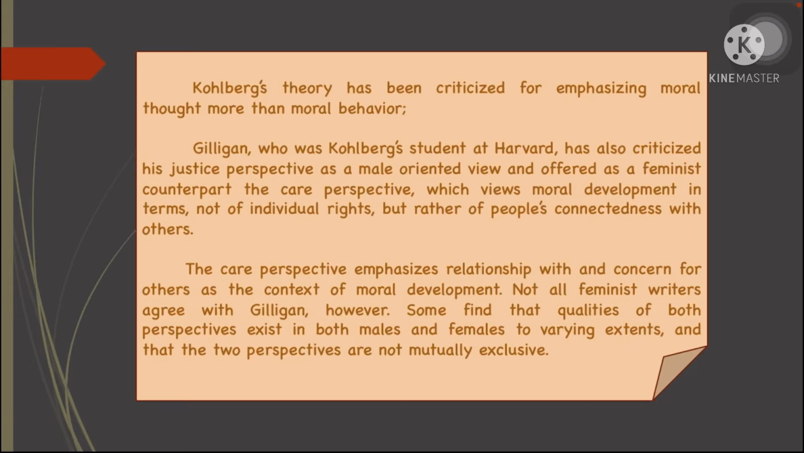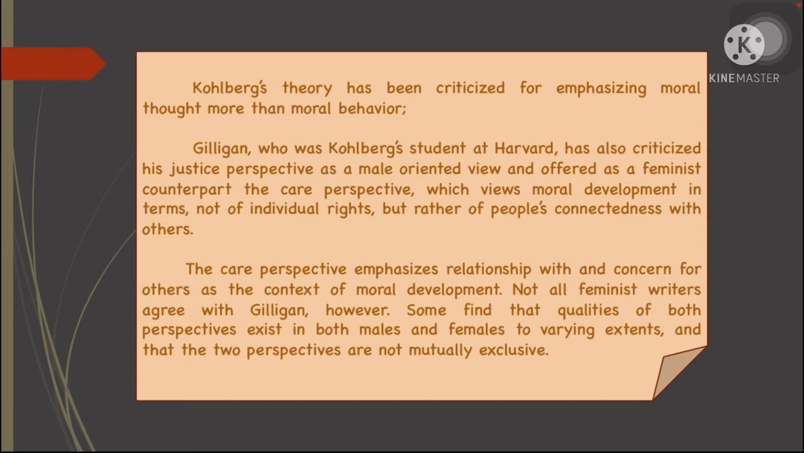Kohlberg's theory has been criticized for emphasizing moral thoughts more than moral behavior. Gilligan, who was Kohlberg's student at Harvard, has also criticized his justice perspective as a male-oriented view and offered as a feminist counterpart the care perspective, which views moral development in terms not of individual rights but rather of people's connectedness with others. The care perspective emphasizes the relationship with and concern for others as the context of moral development.